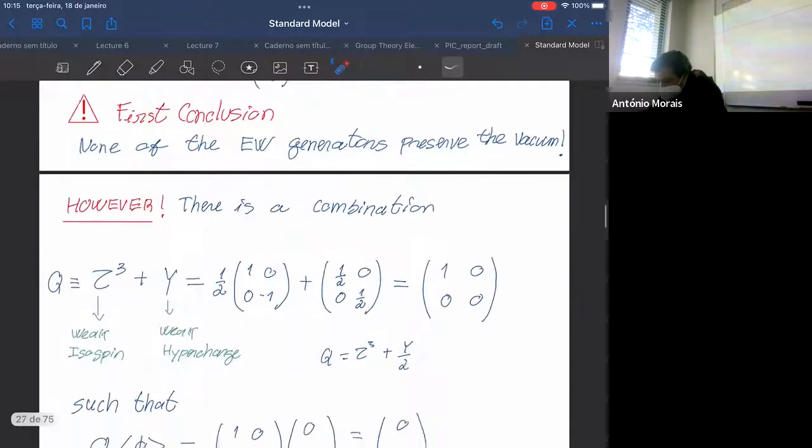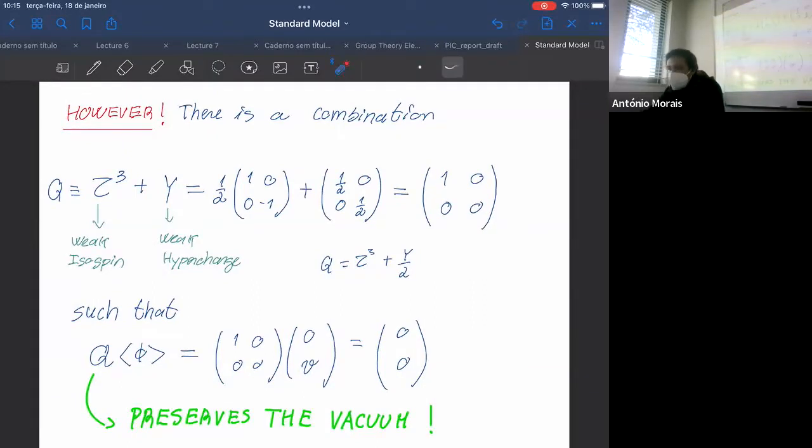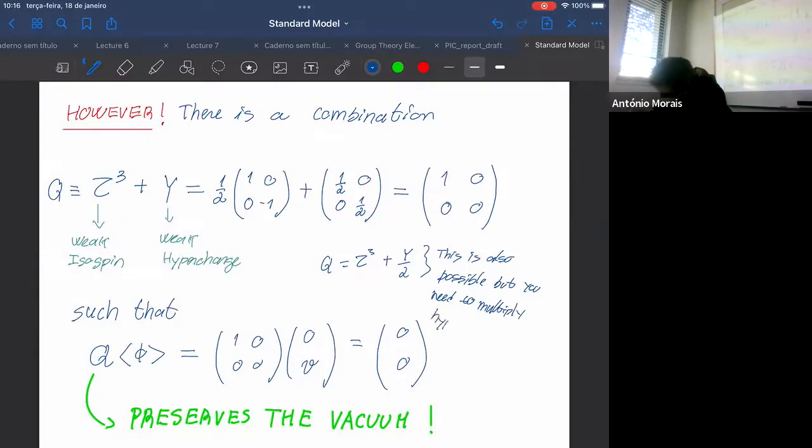Some other ones prefer only the y. I don't have a particular preference. I just use the y because this was the way I wrote the charge, so I have to be consistent. So this is also possible, but you need to multiply the charges by 2. Okay.